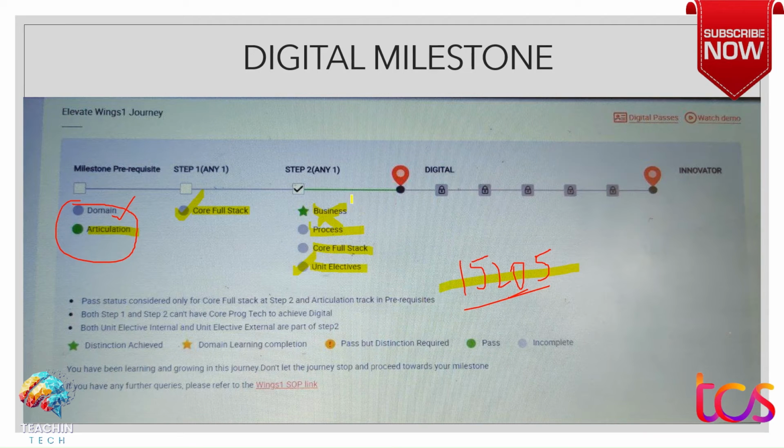If you complete all these things, then you will be eligible for the digital milestone. Then you will become a digital associate, and from the next month's salary you'll get direct digital incentives, like a digital salary. If you notice, there are two things you should finish: articulation and step 2 core full stack. You can finish those two with minimum pass status. Other than those, you should finish everything with a distinction. So I hope you understood this.